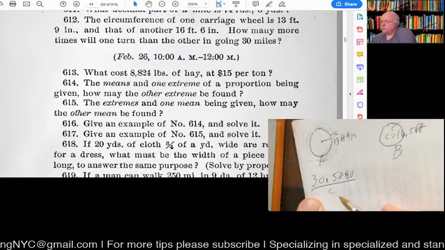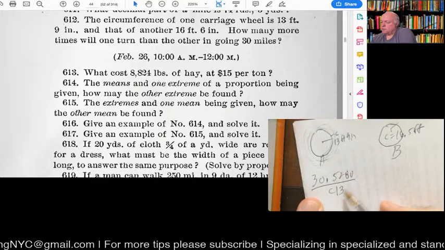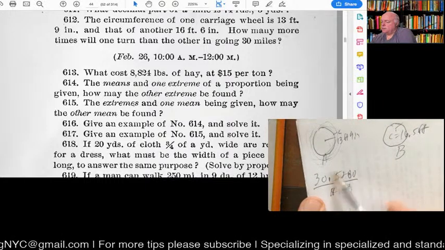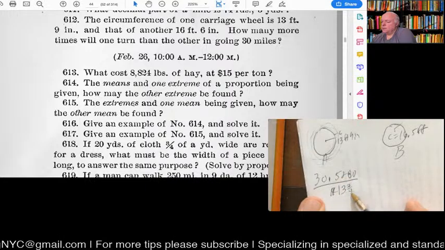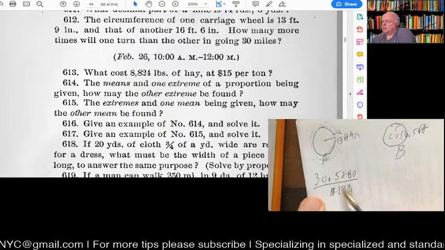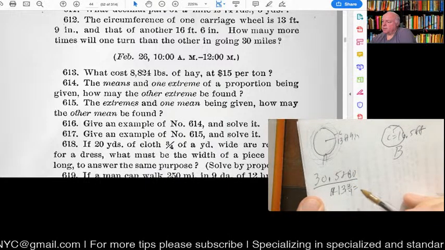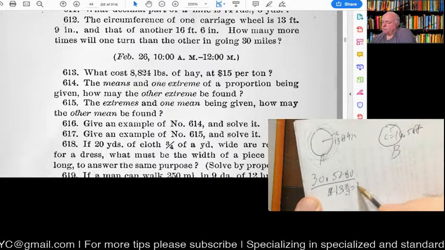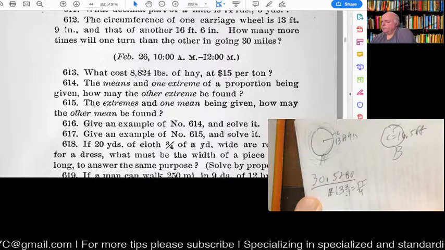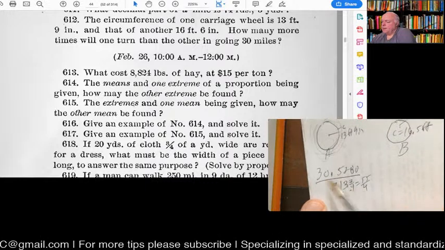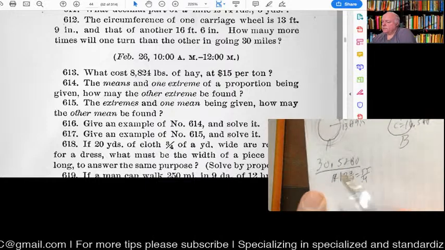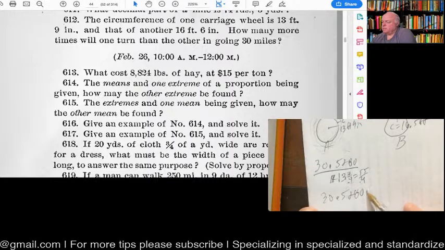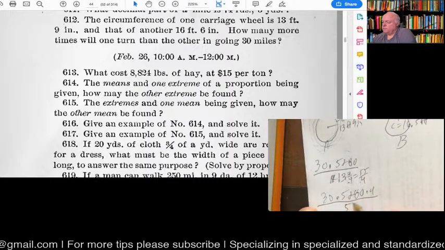the circumference. In this case, it's 13 3/4. We wanted to try to avoid decimals and see what cancels. So we can make this 13.75, or we can make it into a top-heavy fraction, 55 fourths. So we have this divided by this. That's the same as 30 times 5280 times 4 over 55.